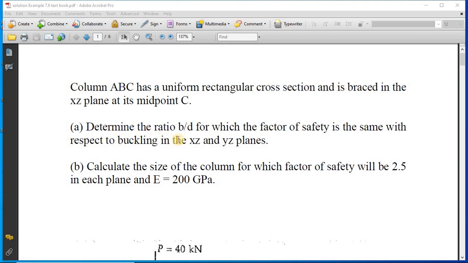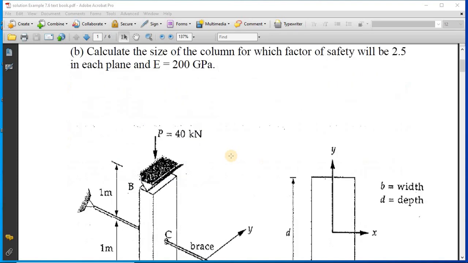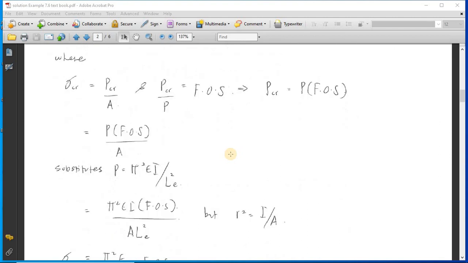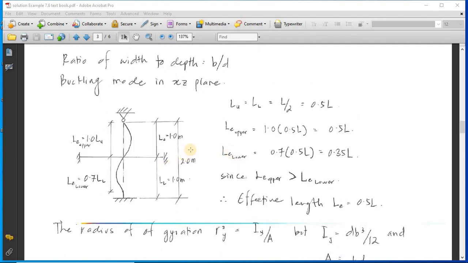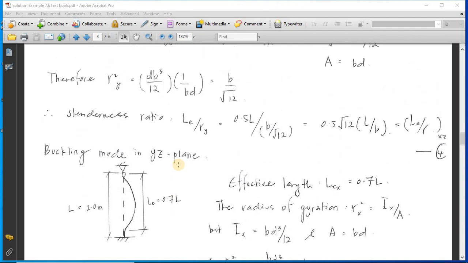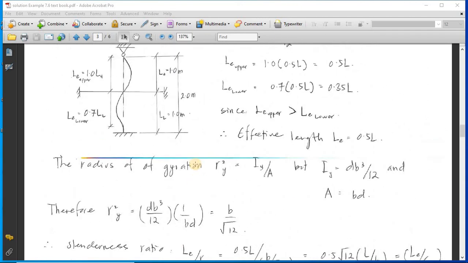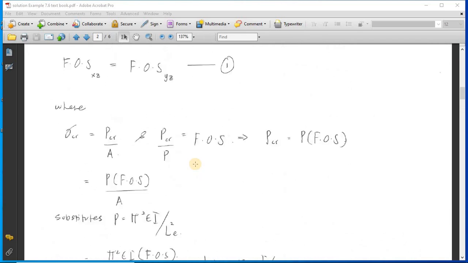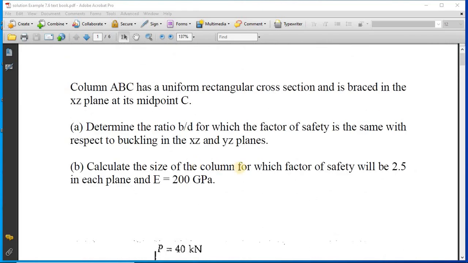To solve part A, we need to draw the buckling shape of the column for two planes, which are the XZ plane and the YZ plane, as you can see in this solution. This is for the XZ plane and this is for the YZ plane. Before I go to this page, I would like to explain some things that are not given in the question.